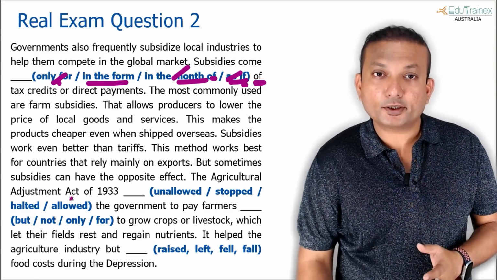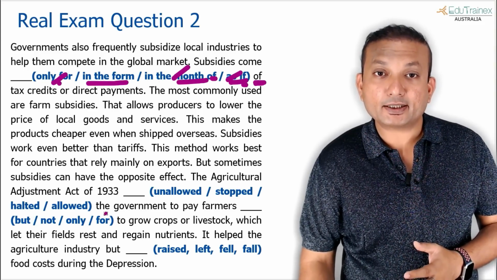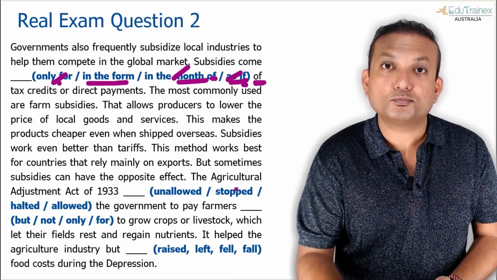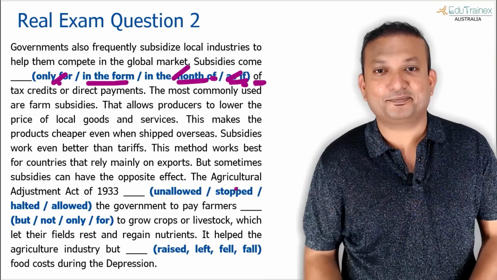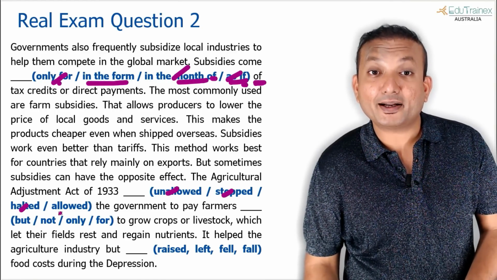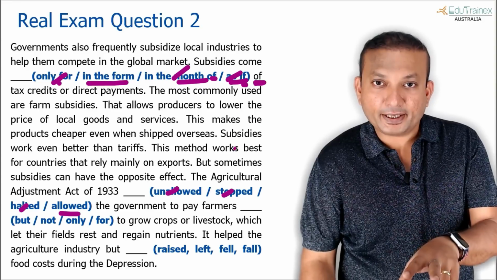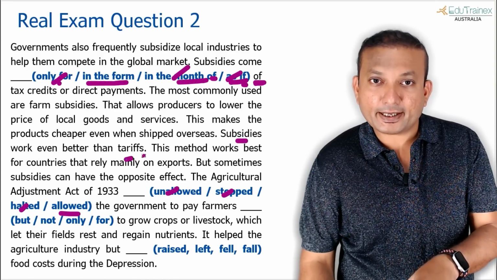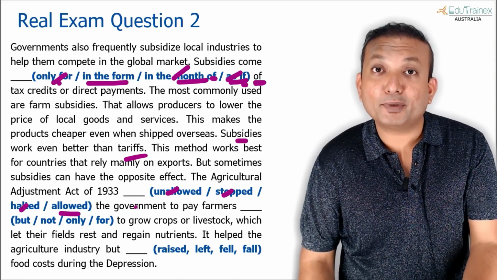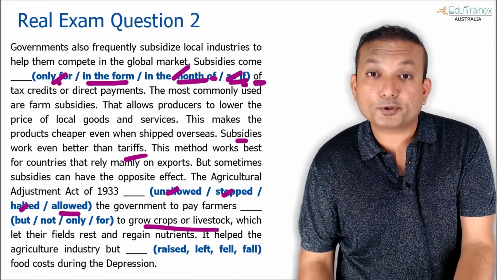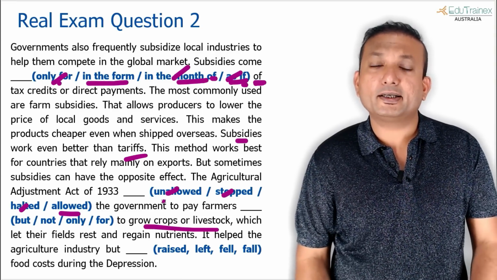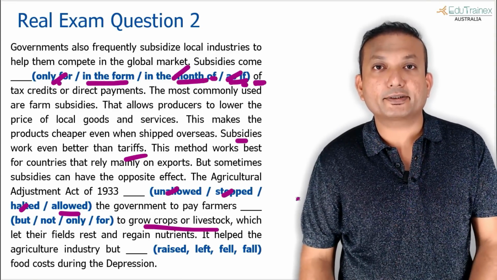The Agricultural Act of 1933 dash the government to pay farmers to grow crops or livestock. What did it do? Allow the farmers, right? It did not stop, it did not unallow them, it did not halt them, it allowed them. So if you keep reading, it's talking about subsidies, better tariffs. Sometimes subsidies have opposite effect, then it's talking about what the government has done that will allow them to grow crops or livestock. So always allows. Unallowed, halted, stopped is not fitting the context.